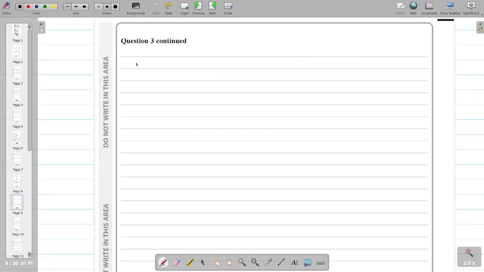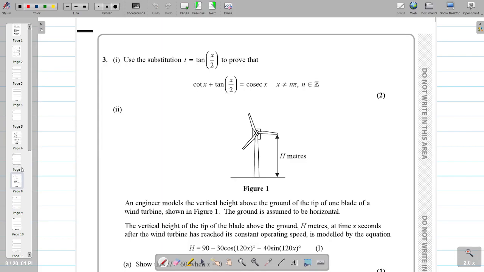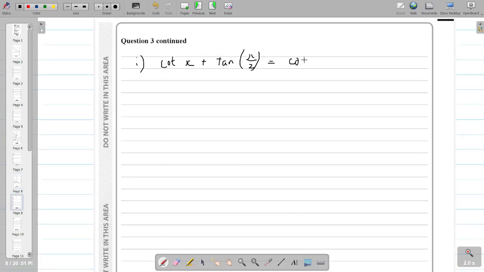So question 1, we want to prove that cotangent of x plus tangent of x/2 is equal to, what is it again? Cosecant of x. All right. So we can choose to either prove this side or this side. We're going to prove the left side, because the left side makes it a bit more complicated. So if we let t equal the tangent x/2, cotangent of x is simply just 1 over tangent of x. So we just need to find the expression of cotangent x in terms of t.